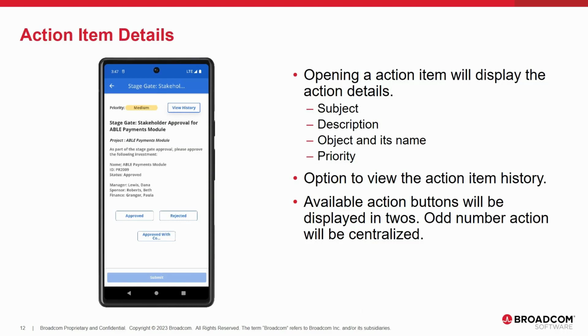The user can act on any one of those action items by touching on the actions that are available to them. The actions will be displayed in 2 by 2, and if you have an odd number of actions available, then the last action will be displayed in the middle of the screen, essentially centralizing it. The submit button will be grayed out till the user touches on a specific action, at which point the submit button will be enabled and the user can submit the action for that action item.